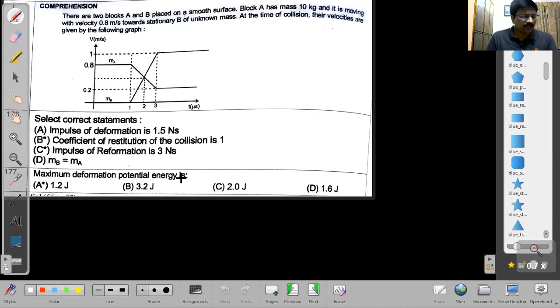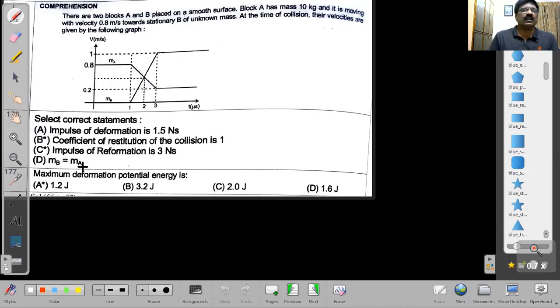You see, first you read the problem. There are two blocks A and B placed on a smooth surface. Block A has mass 10 kg and it is moving with a velocity 0.8 meter per second towards a stationary block B of unknown mass.